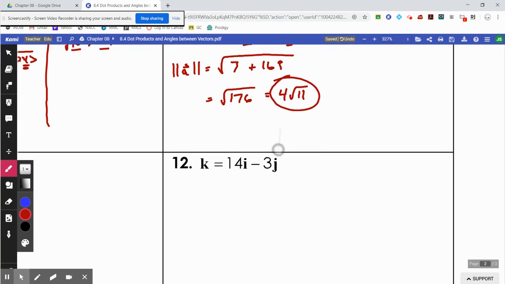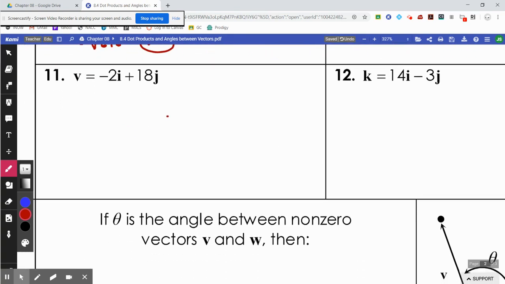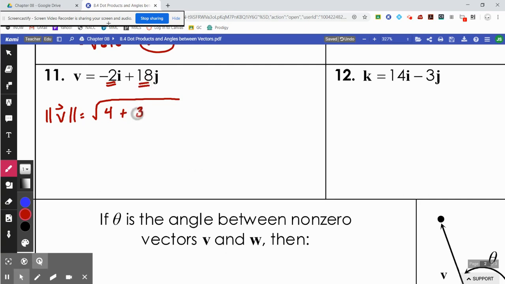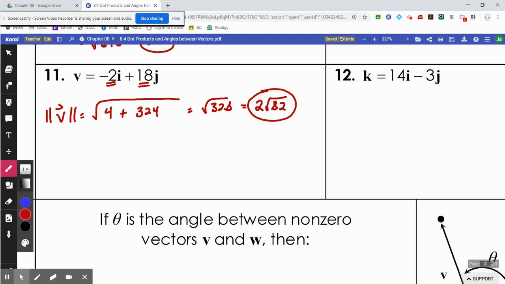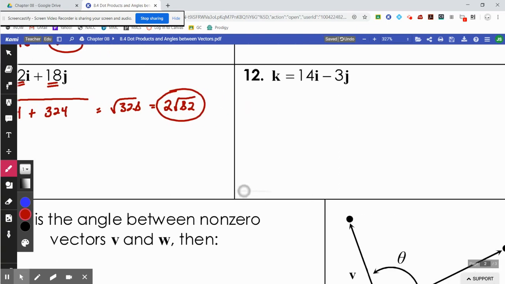And again, the magnitude is the length of that vector. Let's do a couple more. Let's dot product this with itself and then take the square root to find the magnitude. So that's going to be the square root, dot product with itself is going to be negative 2 times negative 2, which is 4, plus 18 times 18, which is 324. So therefore you get the square root of 328. And we can split that into the square root of 4 times the square root of 82. So therefore 2 root 82 is going to be the magnitude of that vector.